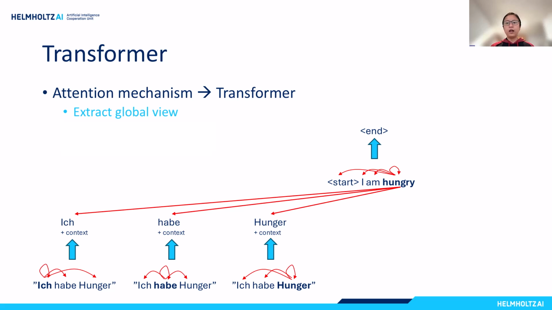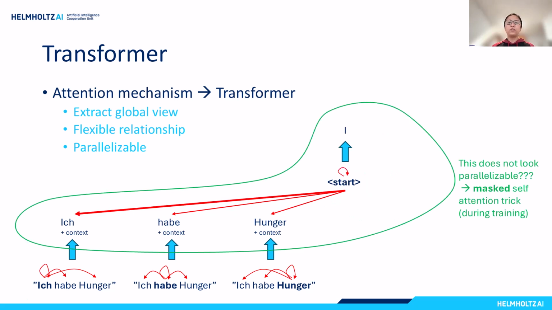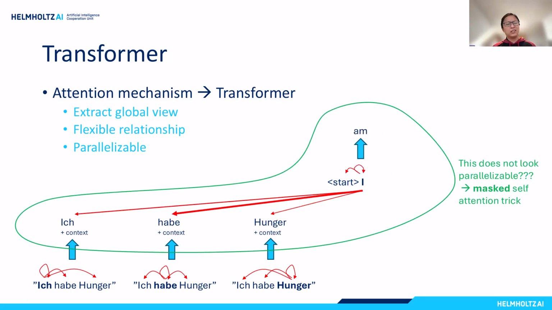Therefore, the model has a global view from the start, flexible relationships since any part can connect to any other, and is highly parallelizable, hence we can train on huge datasets faster. In this visualization, this part does not look parallelizable since we output one by one. However, the masked self-attention trick, which will be discussed later, can make the training in this part parallelizable.